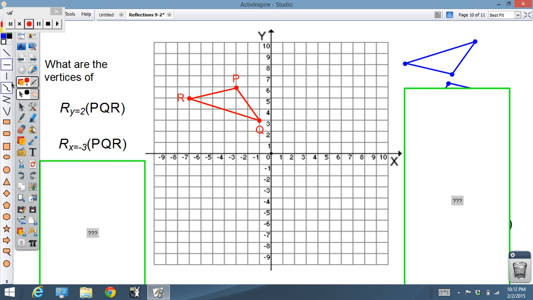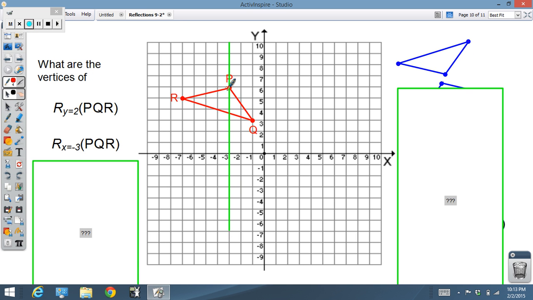So here we go. We're going to make our line of reflection where x equals negative 3. Let me make it green. x equals negative 3. So here is my line of reflection. Now every point reflects across that line in a predictable way. P is on the line. So remember, if a point is on the line, it stays there. It becomes itself. R is 1, 2, 3, 4 units over. 1, 2, 3, 4 units this way is where I'm going to put R prime. And Q is to the right 2 units, so Q prime has got to go to the left 2 units.